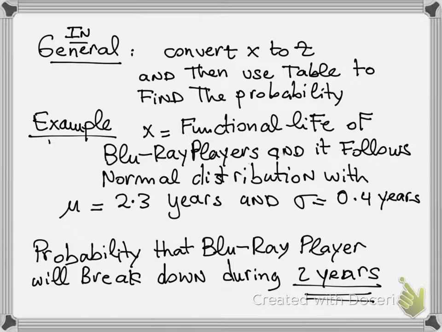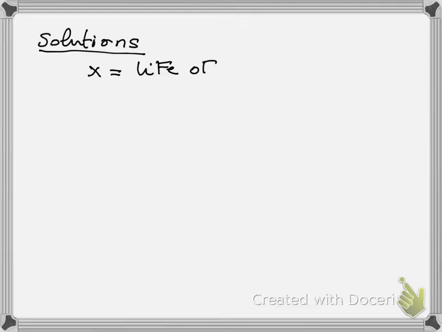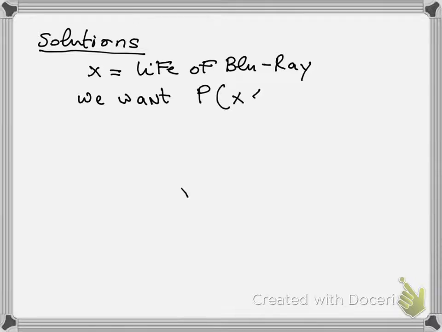So there are 2 steps. Solution here. Again, x represents the life of the Blu-ray player, and you want to find the probability that the Blu-ray player will break down during 2 years. So you want to find the probability that x is less or equal to 2 years.